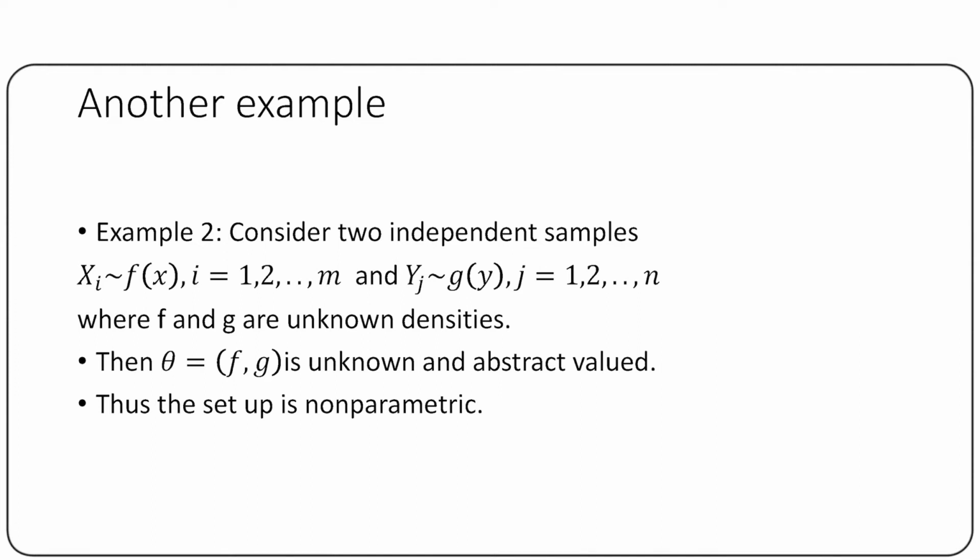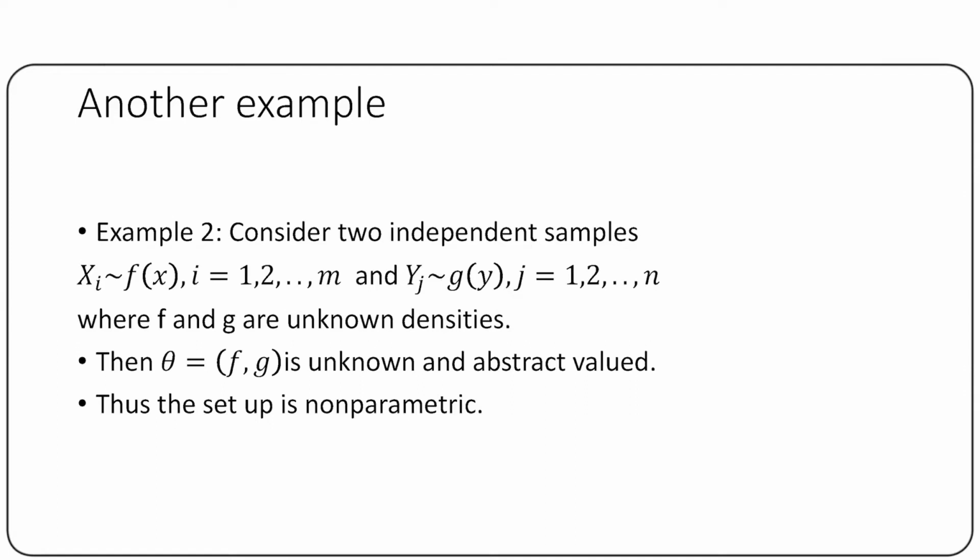Suppose X_i, i from 1 to m, and Y_j, j running from 1 to small n, are two samples where X_i are IID observations from an unknown density f(x), and Y_j are IID observations from an unknown density g(x), where f and g are both unknown but known to be continuous. Then theta, the unknown quantity, contains f and g as its elements. Therefore, theta is unknown and abstract valued. Thus, this again gives a non-parametric setup.